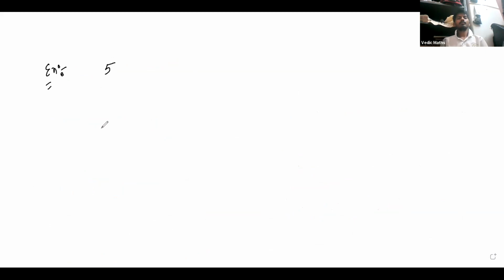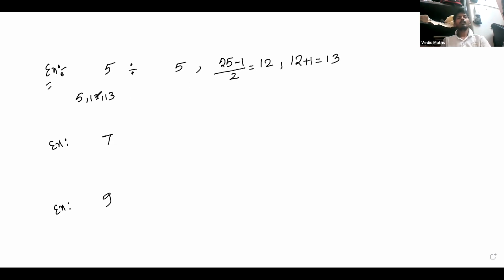Suppose 5, 7, 9 are the odd numbers. So your x is given. So this is the odd number. When an odd number is given, so 5, this is an odd number. We are squaring that number, 25, subtracting 1 from that number and halving the value. That is 24 by 2, that is 12. Whatever value you are getting here, just add 1 to that number, then you are getting 13. So 5, 12, 13 is one of the triplets.